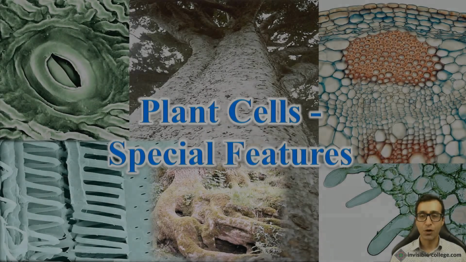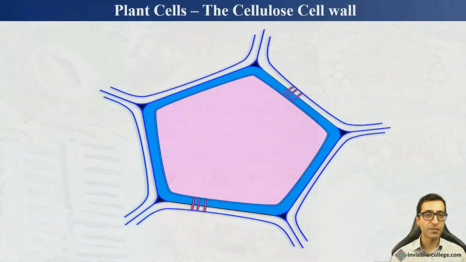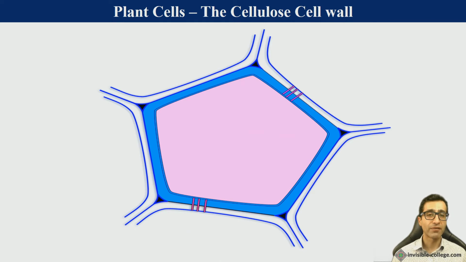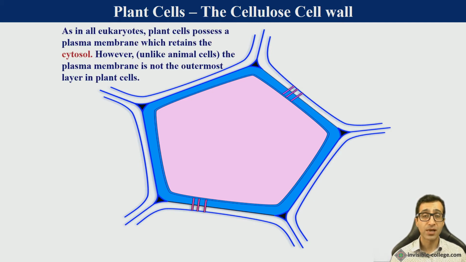Okay, so let's go into the special features of plant cells now. As we said before, plant cells are characterized by having a cell wall which is made up of a structural carbohydrate called cellulose. Not all eukaryotic cells have cell walls. Typically it's the plants and the fungi which have cell walls. Plant cell walls are made up of cellulose, whereas the fungi have cell walls made up of a different material called chitin, or chitin, depending on who you ask.